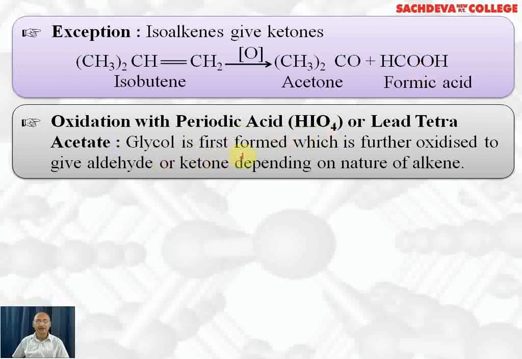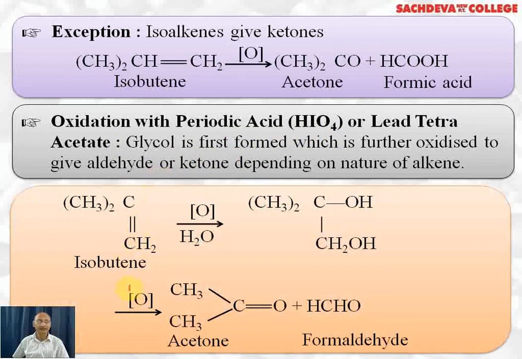Oxidation with periodic acid or HIO4 or lead tetraacetate. Glycol is first formed, which is further oxidized to give aldehyde or ketones depending upon nature of alkenes. Let's take up an example. This is isobutylene or isobutene. In the presence of water and nascent oxygen, HIO4 will give you nascent oxygen, we will get glycol first. And this glycol further gets oxidized with oxygen. This part changes to acetone and this part changes to formaldehyde. That's why we get mixture of acetone and formaldehyde.